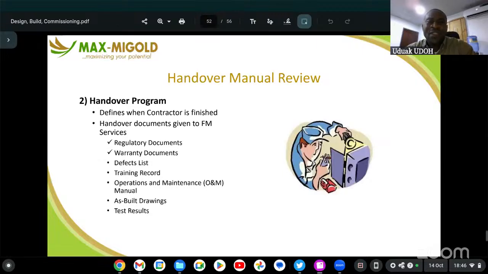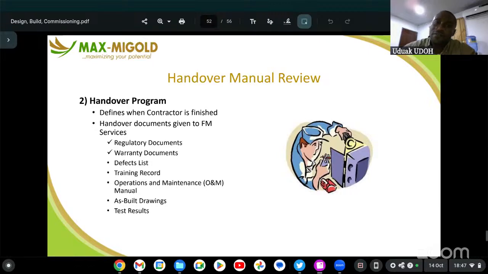So these are also some things we need to do to hand over, please. We have the regulatory documents, the defect list, which is that snag list, the training record, the operational maintenance manual, the as-built drawings, and also the test results, please. Those test results are data you had to input whenever you were doing the testing. What voltage came in, what voltage was on the output side, were there any issues, many details you're able to gather during testing. So those are the testing results.